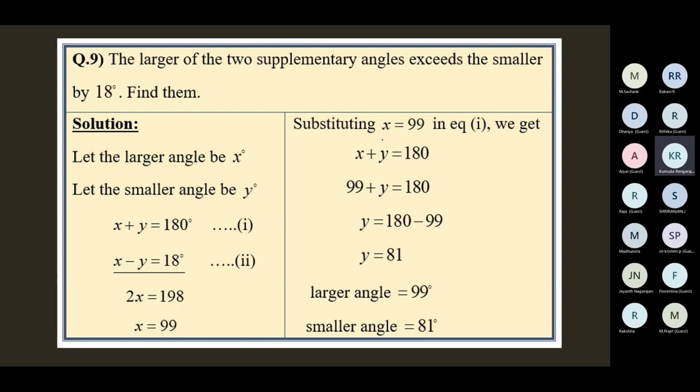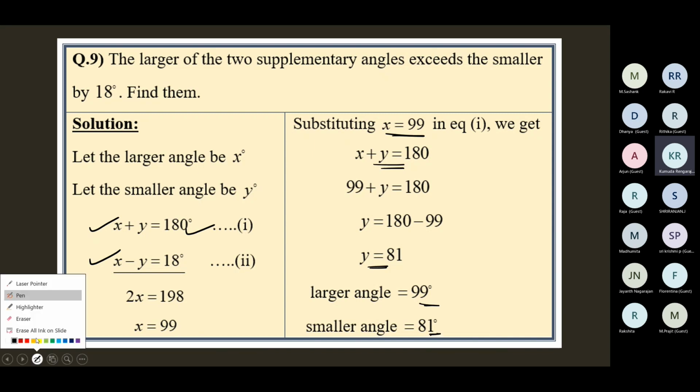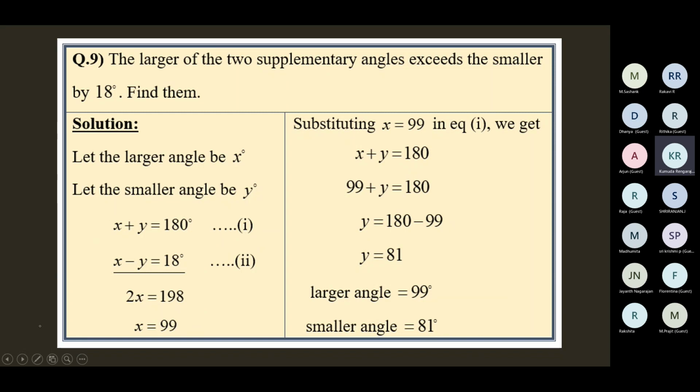How do you find the value of y? Substitute x is equal to 99 in any one of the two equations. I have substituted in the first one. When you substitute here, you can find the value of y. So the larger angle is 99 degrees and the smaller angle is 81 degrees. Is that fine, children? Yes, ma'am.